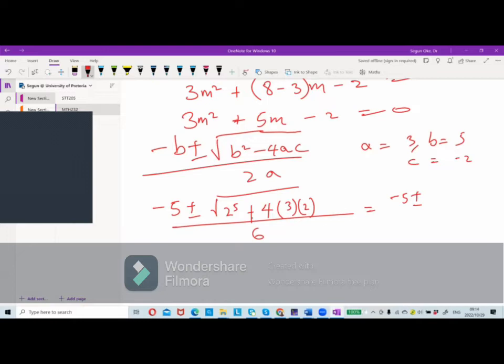Yes, sir. 24 plus 25, that's 49. The square root of 49 is what? 7. Divided by 6. So in this case, the square root of 49 is 7.